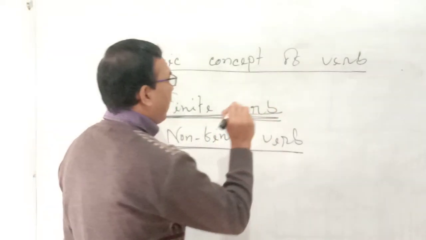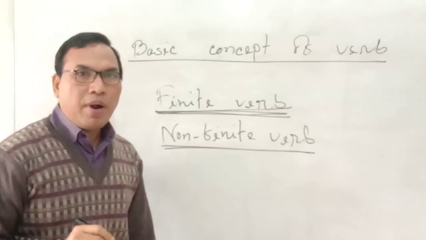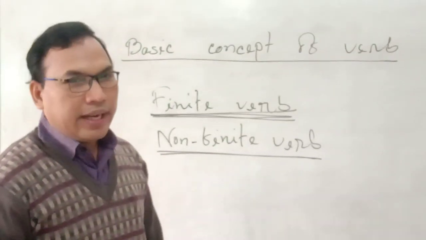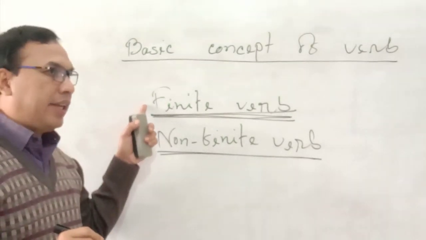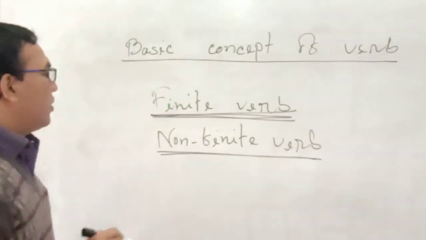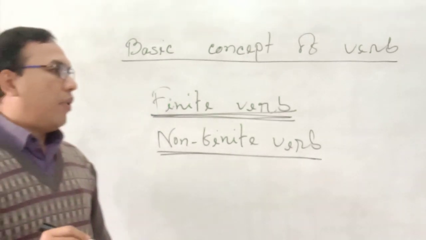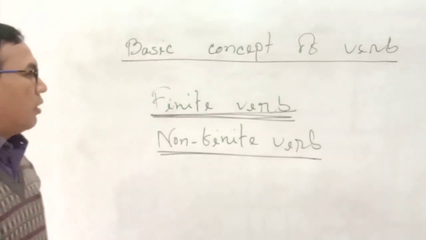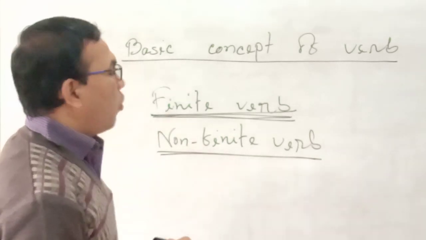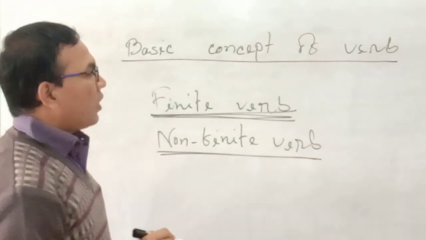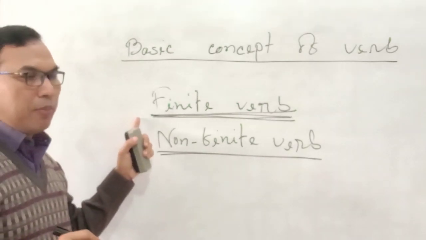So what is the definition of finite verb? We can define finite verb in this way. A finite verb is a verb that can express a complete sentence without the help of any other verb. And some other important features of finite verb are that a finite verb changes with the change of subject, with the change of number and person of the subject.